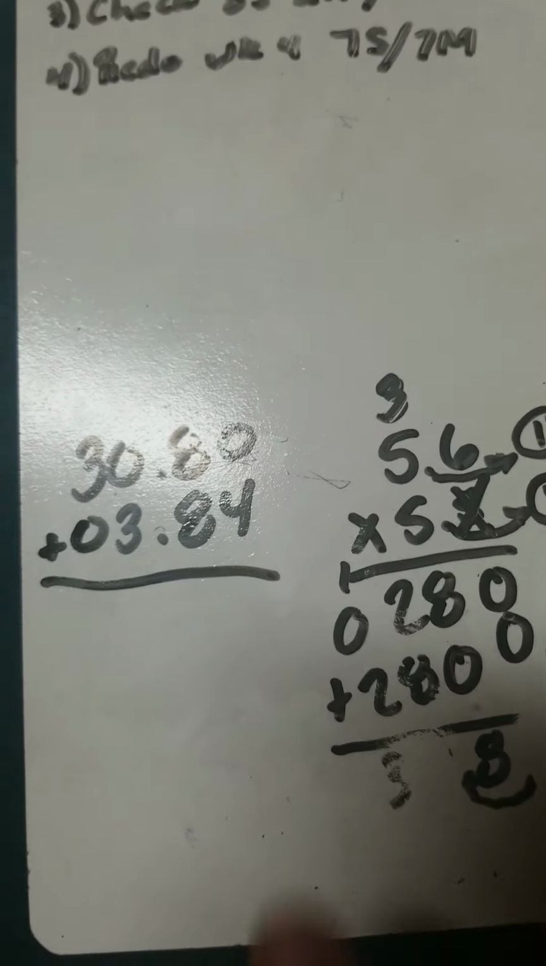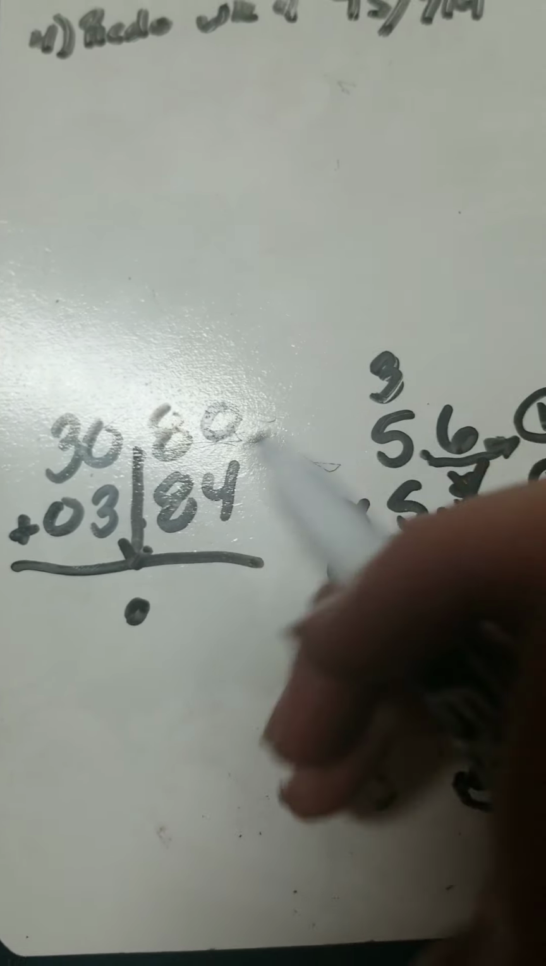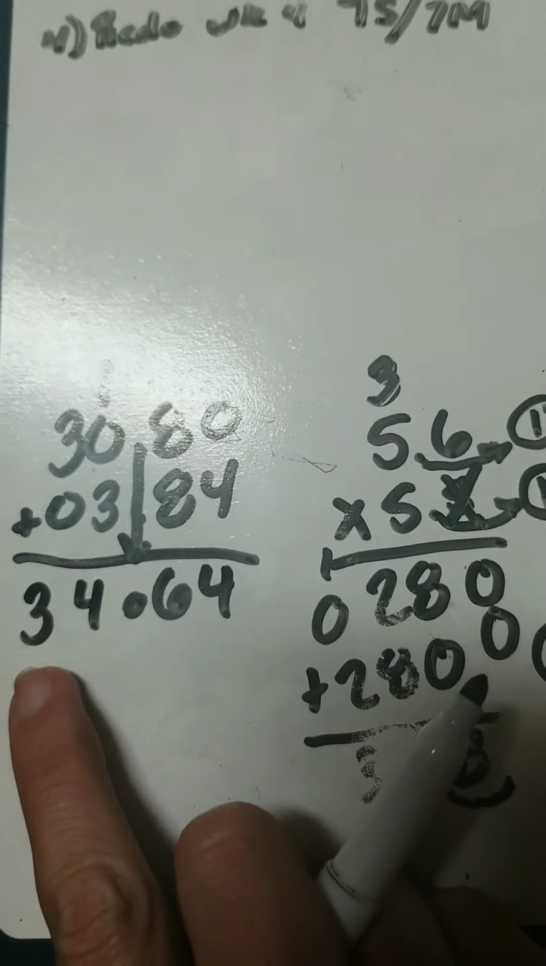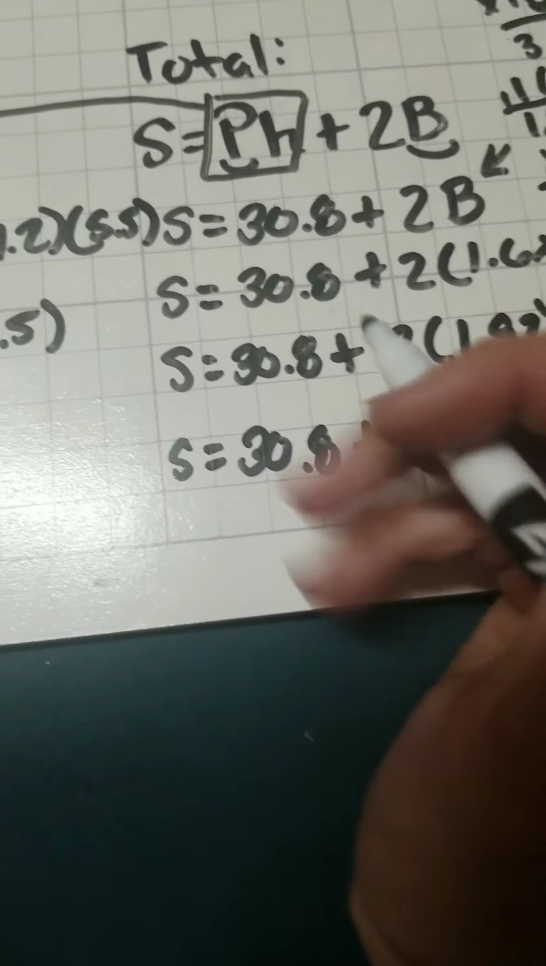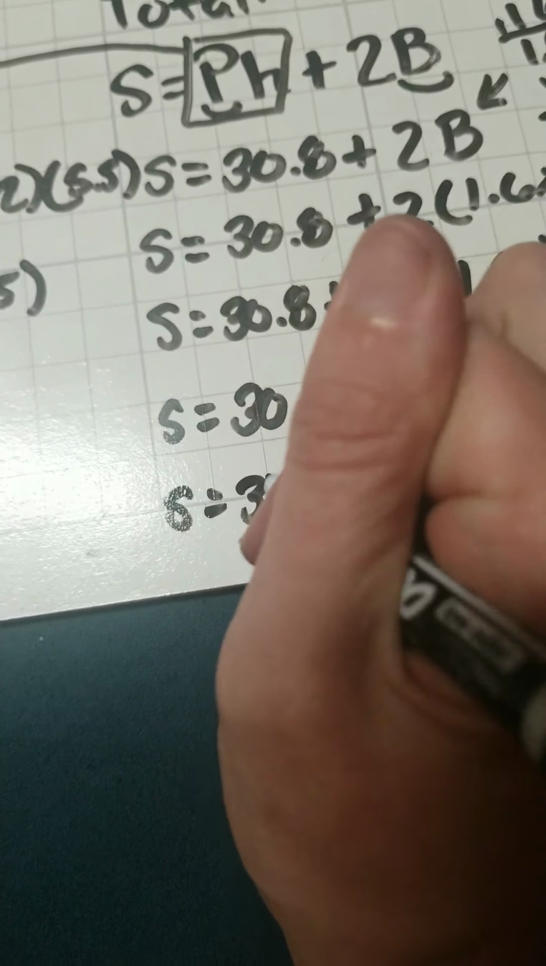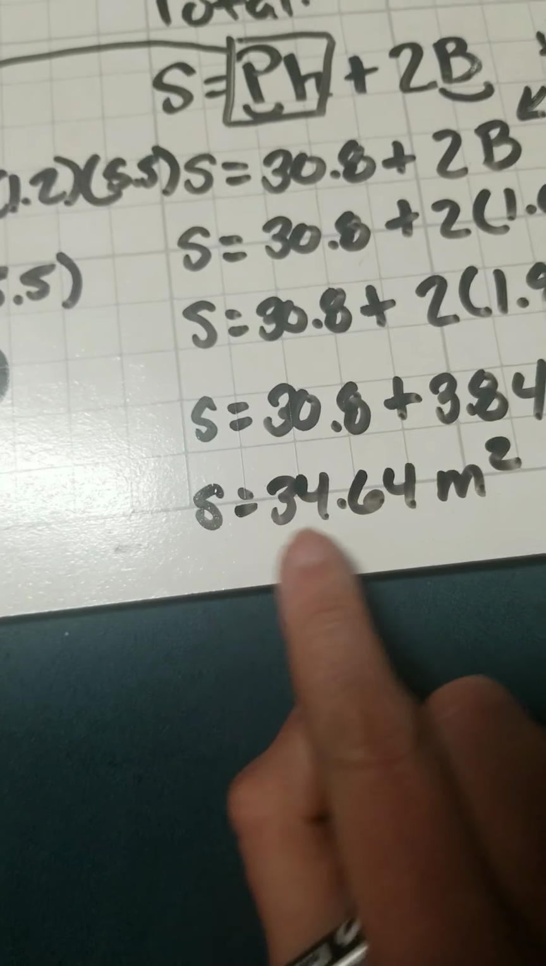Remember, whenever you add or subtract decimals, all you have to do is bring that decimal straight down and leave it there. 0 plus 4 is 4. 8 plus 8 is 16, so I put a 6 and carry a 1. 1 plus 0 is 1, plus 3 is 4, and 3 plus 0 is 3. So the total surface area of that rectangular prism is 34 and 64 hundredths, or 34.64.